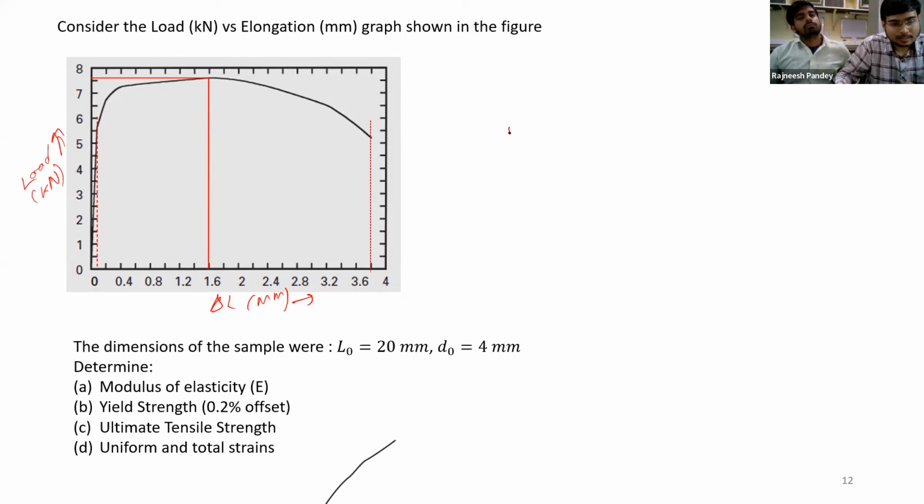Considering this diagram, we are also given the dimensions of the sample. Basically the diameter is given, so it would be a dog bone sample. Let me draw it schematically. Here the gauge length is L0, and this diameter, as we discussed earlier, is D0. We are given these values, and we have to determine the modulus of elasticity, the yield strength at 0.2% offset strain, the ultimate tensile strength, and the uniform and total elongations. So let us go one by one. First, let me clear this area.